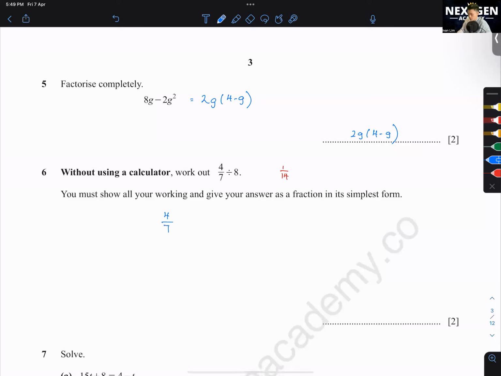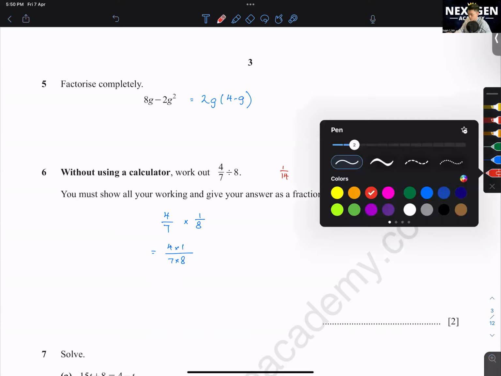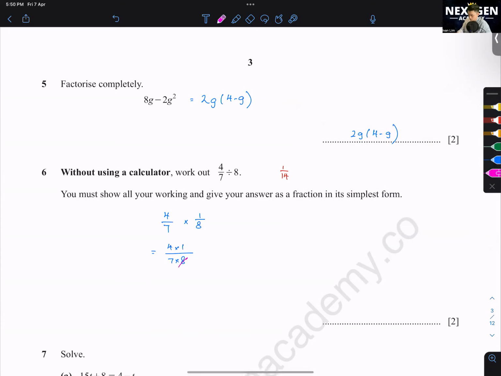So 4/7, how do I divide by 8? We can multiply by the reciprocal, the inverse. Then the top multiplies by the top, the denominator multiplies by the denominator. You can simplify from here also. So here, 2, 1. So 1/14.